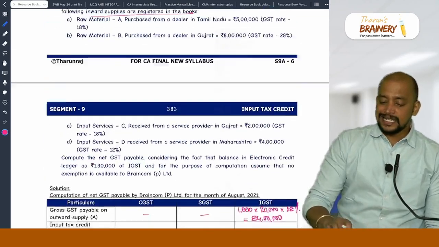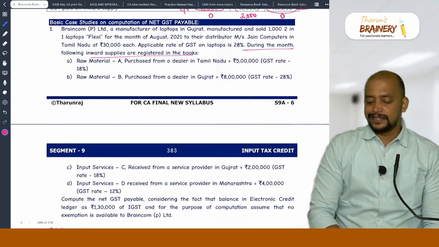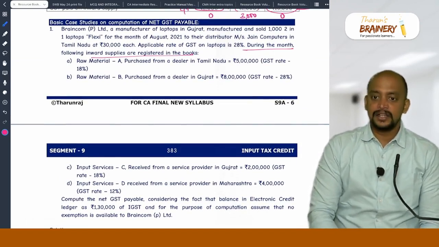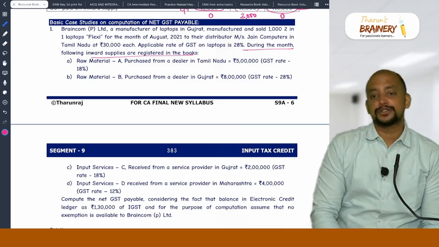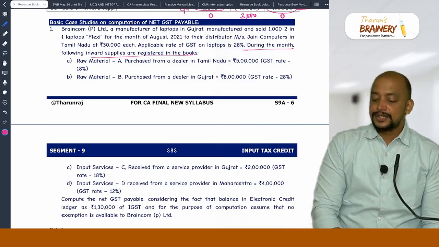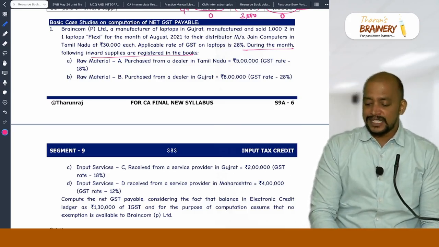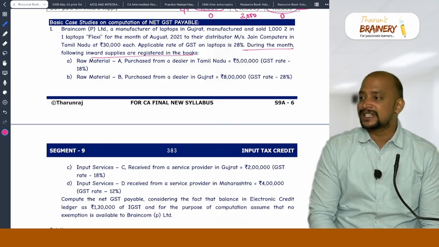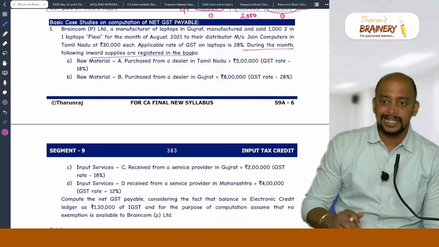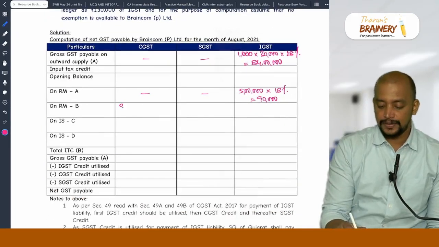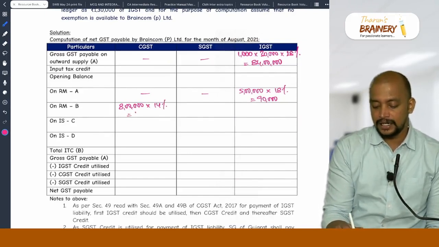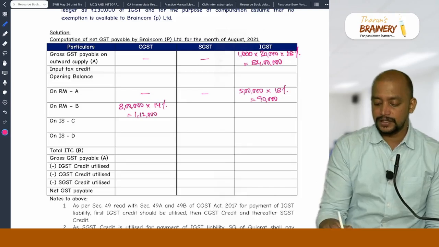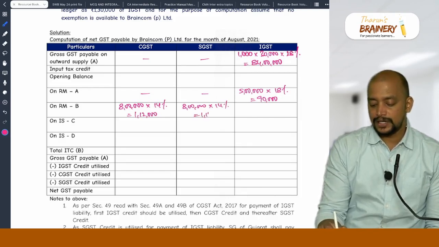Then raw material B, where you are purchasing from a dealer in Gujarat. Your Braincom is in Gujarat, and you are also making the purchase from a dealer in Gujarat. So therefore it is intrastate, so CGST, SGST credit. But what is the rate of GST? 28%. So we need to divide it between CGST and SGST. So 8 lakhs into 14% and 8 lakhs into 14%. How much? 1,12,000. 1,12,000.